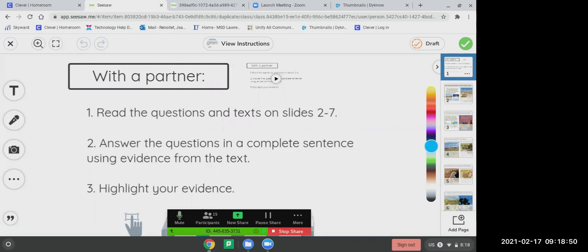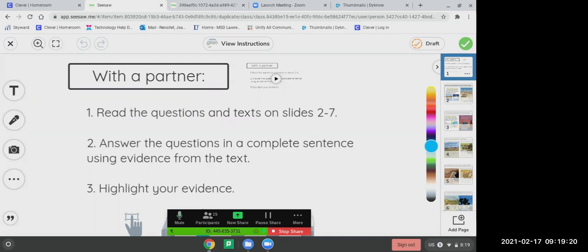Today, boys and girls, our task is going to start by working in a breakout room, and we're going to be reading about the desert climate. Specifically, we're going to be learning more about what type of weather patterns we see in a desert climate. So slide number 1 gives us some directions of what we're going to do in our breakout room.